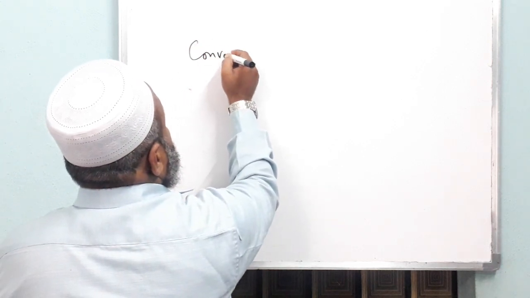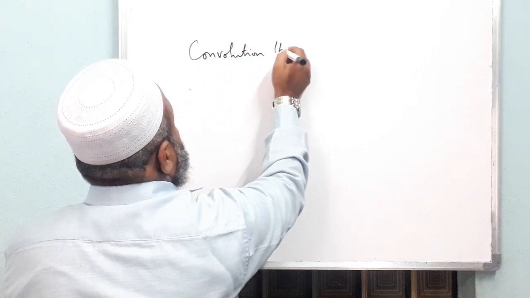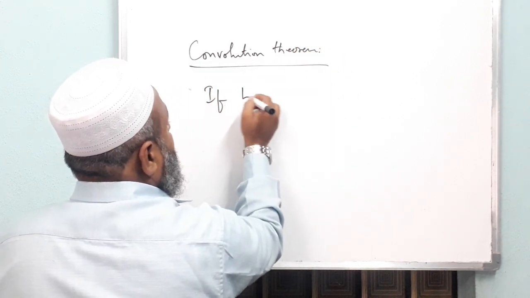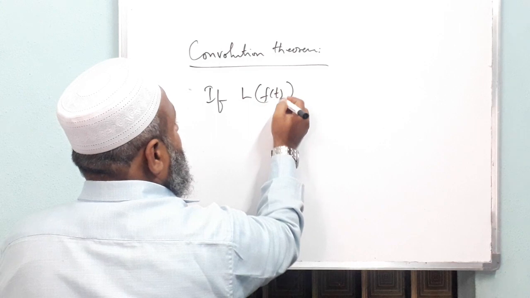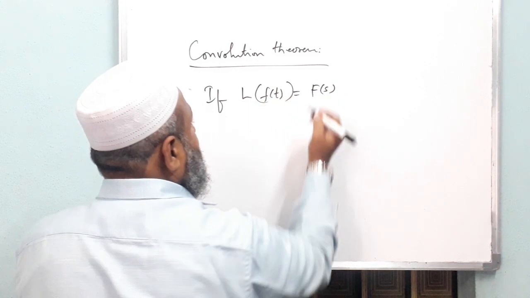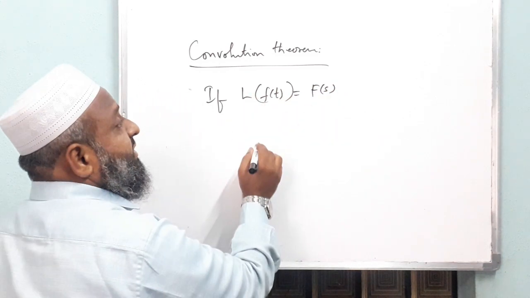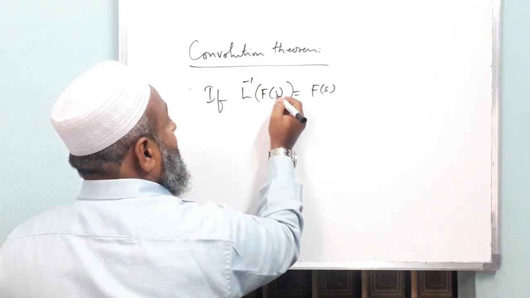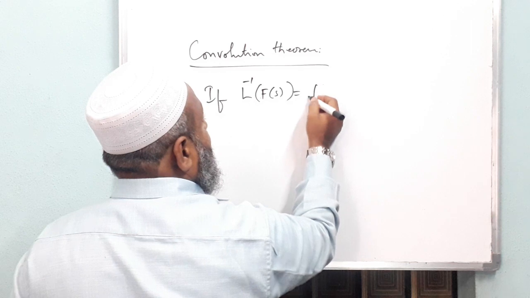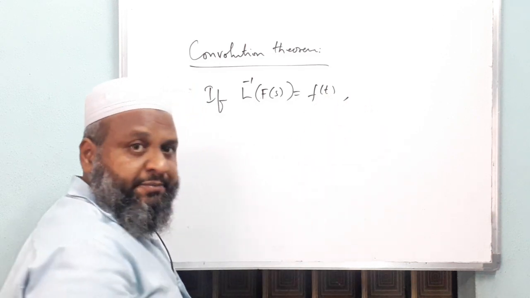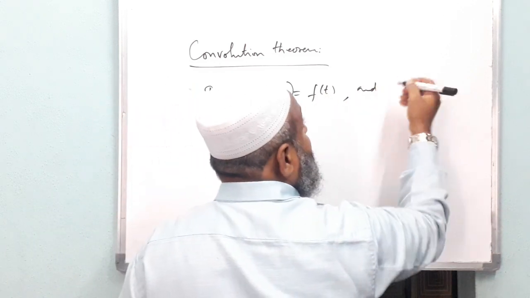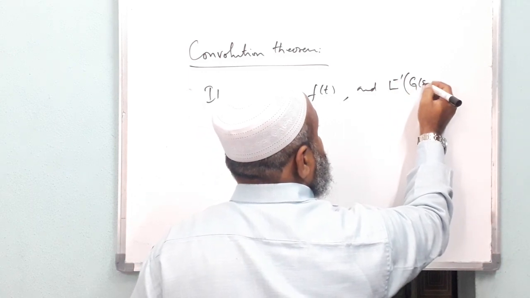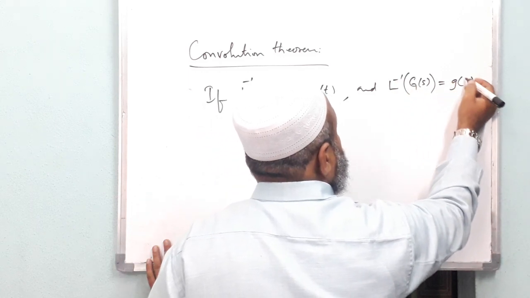Now the convolution theorem is like this. If L of f of t is F of s, the other way to write this is L inverse of F of s is f of t. And if L of g of t is G of s, the other way is L inverse of G of s is equal to g of t.